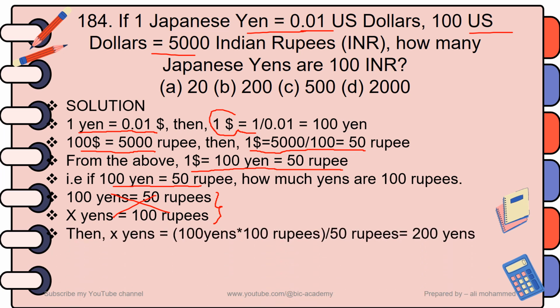And from this, x yen means 100 yen times 100 rupees divided by 50 rupees, which is equal to 200 yens. Then 100 Indian rupees is equal to 200 Japanese yens. And your answer for this question is choice B. Choice B is the correct answer for this question.